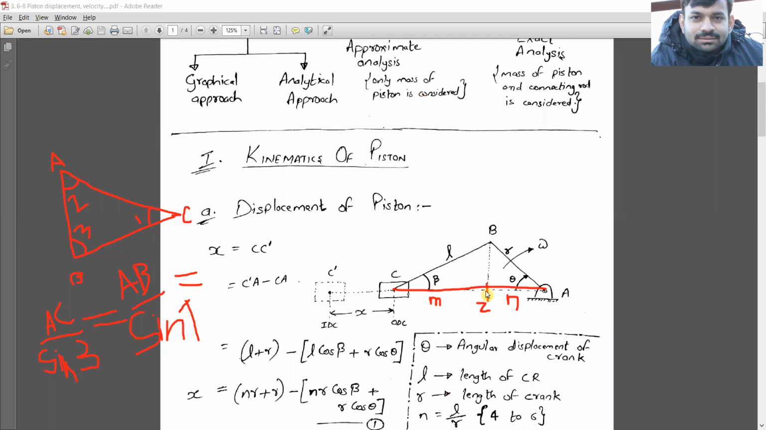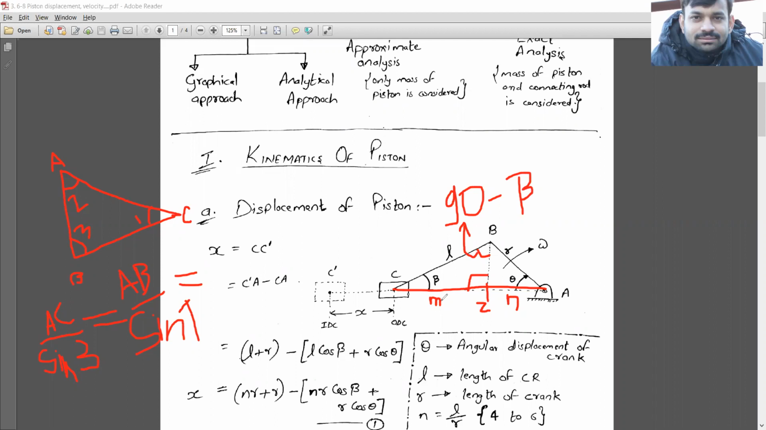I can see two triangles. One is triangle BZC. I know this angle is beta. This angle is 90 degrees. So this angle would be 90 minus beta.